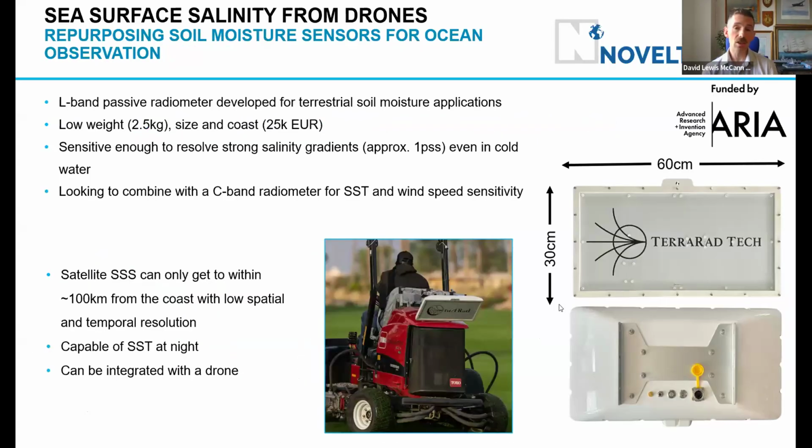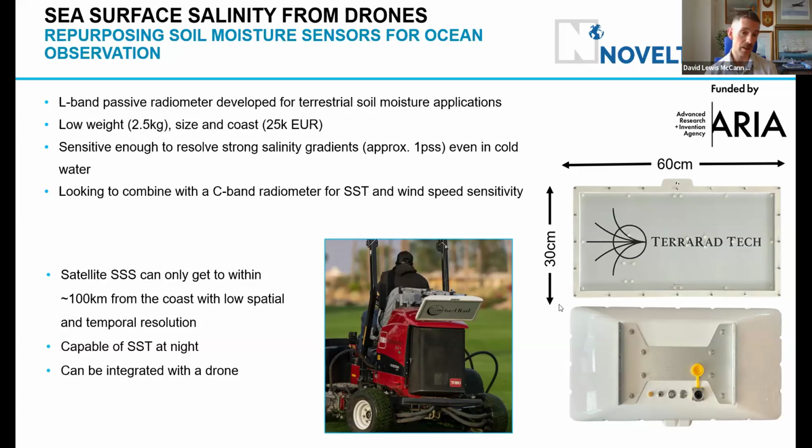Then the second EO package is for sea surface salinity. This is being led by Adrien Martin at Novelties in France. And this is using or repurposing L-band soil moisture radiometers for ocean observations. One of the examples here from Terrorad Tech is on the right. It's a compact L-band radiometer that's used, for example, for mowing golf courses. They're very low weight and size and low cost when it comes to marine equipment.